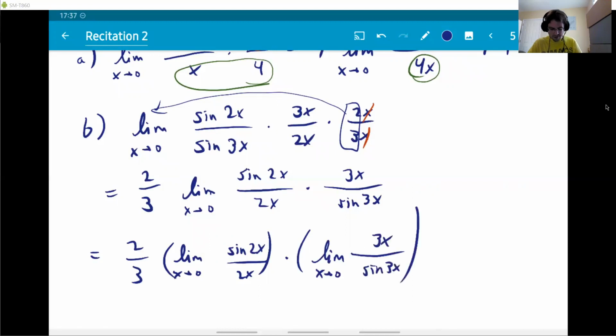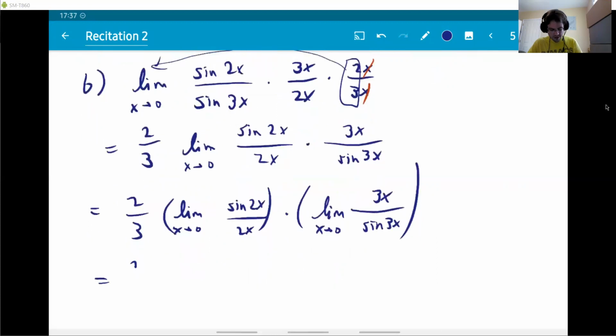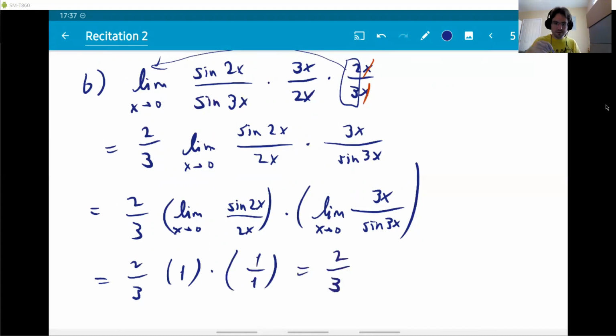And now this is just the thing that I had mentioned. When x goes to 0, 2x also goes to 0. And because of that fundamental limit involving sines, this is a 1. Now the next one is just the reverse of that. It will give you the reverse answer, which is 1 over 1. And the answer is 2/3.